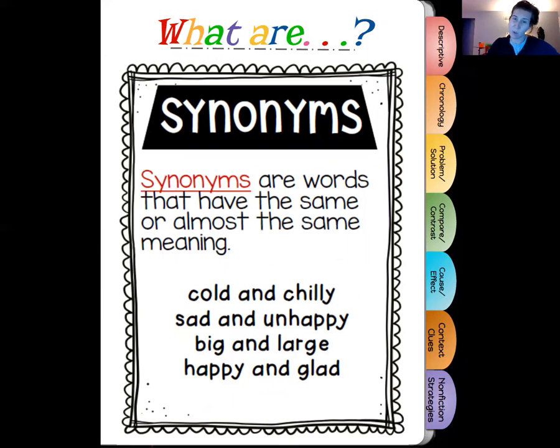Another thing an author can do is give you a synonym. What is a synonym? Synonyms are words that have almost the same exact meaning. So they could give you this new word, but then they would also say a word that could mean the same right next to it. They could say it's cold or chilly, and cold and chilly mean about the same thing, just like sad and unhappy, big and large, happy and glad.